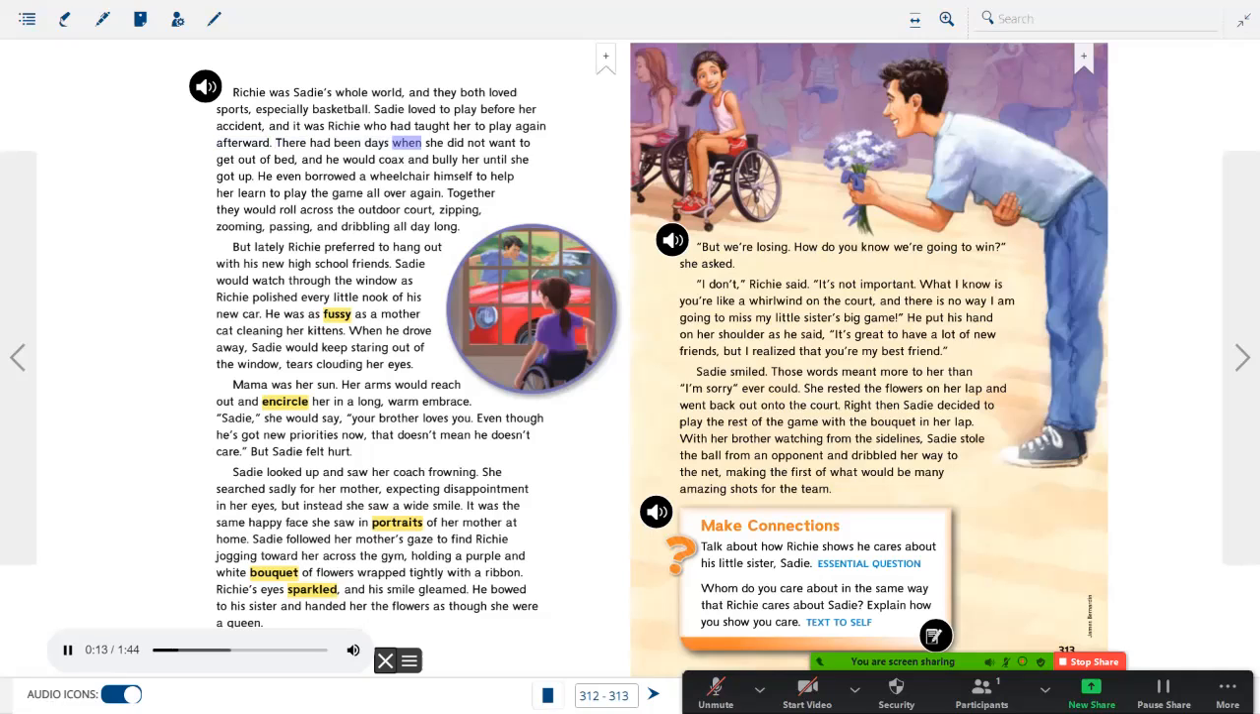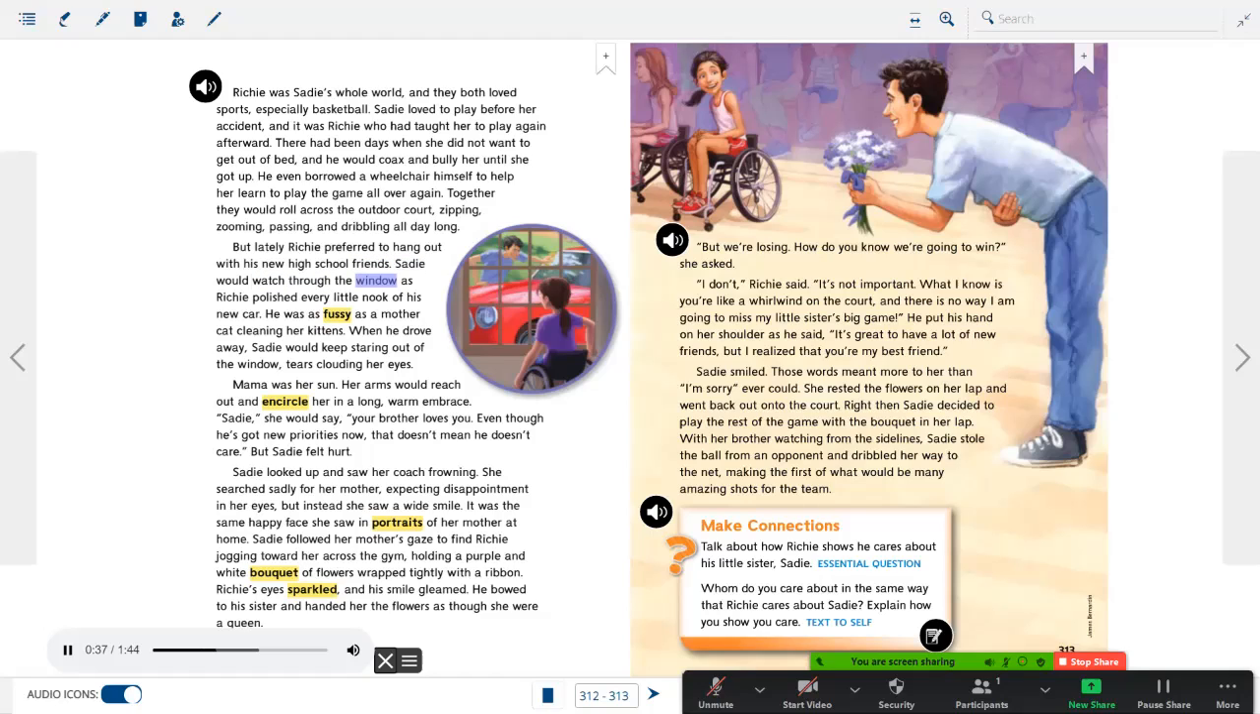There had been days when she did not want to get out of bed, and he would coax and bully her until she got up. He even borrowed a wheelchair himself to help her learn to play the game all over again. Together they would roll across the outdoor court, zipping, zooming, passing, and dribbling all day long. But lately, Richie preferred to hang out with his new high school friends.